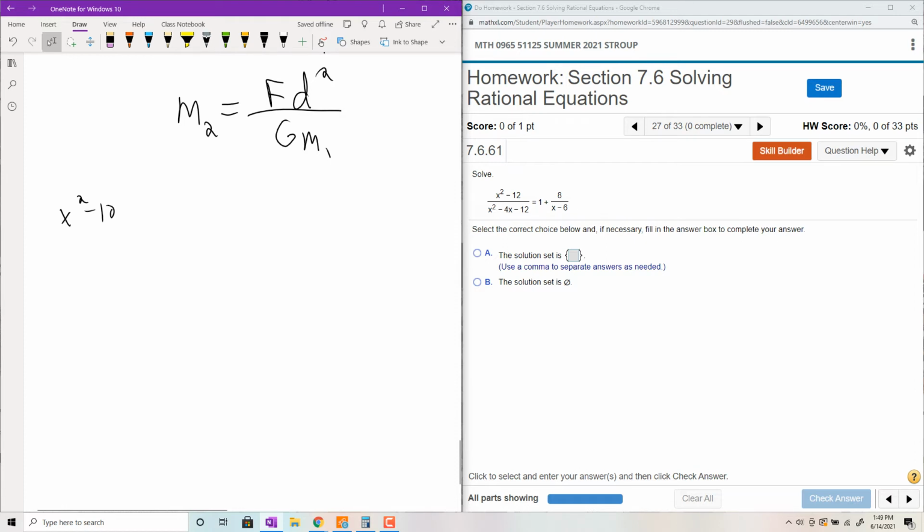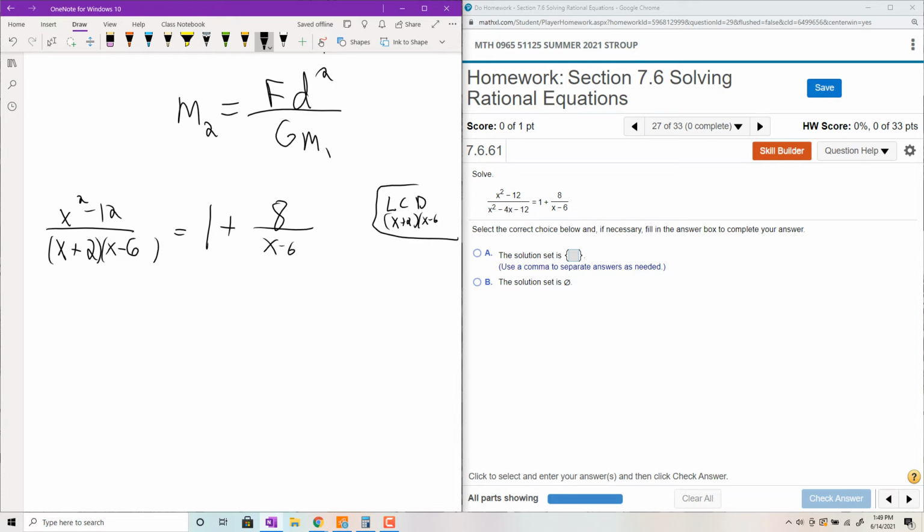So here we have x squared minus 12. I'm going to go ahead and factor that denominator so I can get the LCD. x and x has to be plus minus, and then 6 and 2, right? With the negative 1, 6 and 2. Okay, the other side, 1 plus 8 all over x minus 6. Okay, so my LCD in this case looks like I need an x plus 2 and I need an x minus 6. I need to worry about restrictions, so set each denominator equal to 0. So x plus 2 equals 0, x can't be negative 2, x minus 6 equals 0, so x can't be 6. So just those two restrictions.